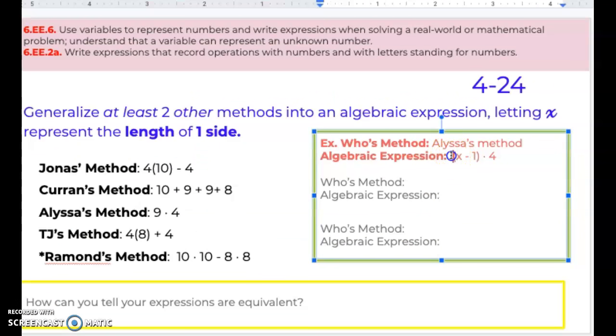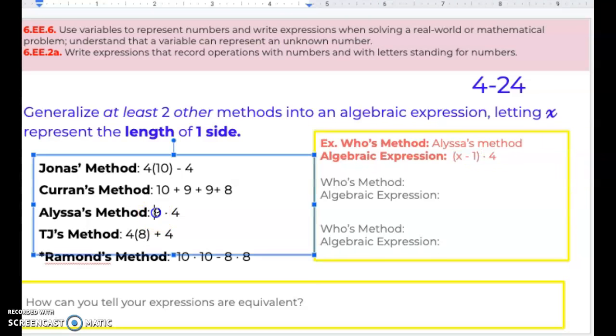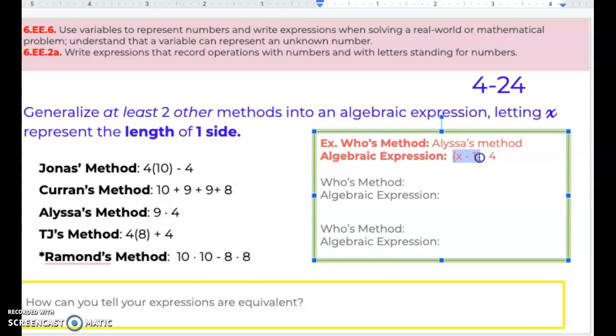So when we look at Alyssa's algebraic expression, we can represent this 9 right here with x minus 1 if x is the length of one side. In the frame that Alyssa was looking at, this would have been a side length of 10. So 10 minus 1, 9, times the 4 sides. You're going to do this for 2 other people's methods. Write their method and the algebraic expression using x to represent the length of one side.